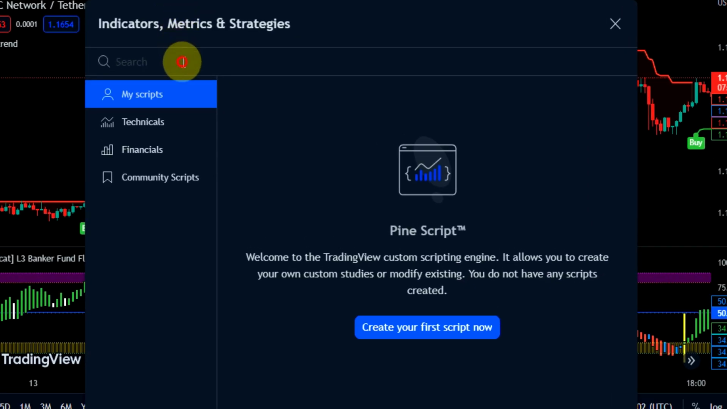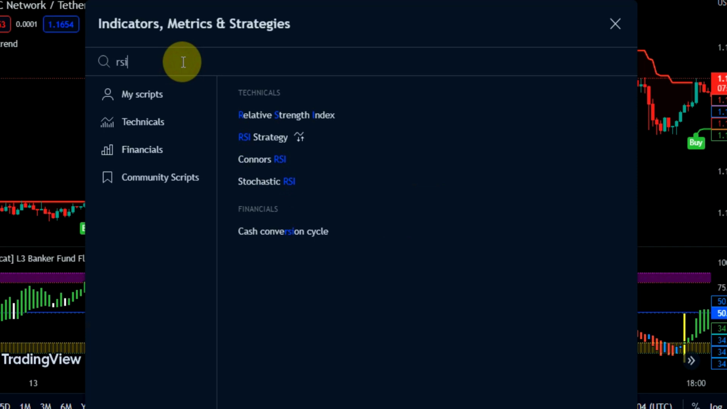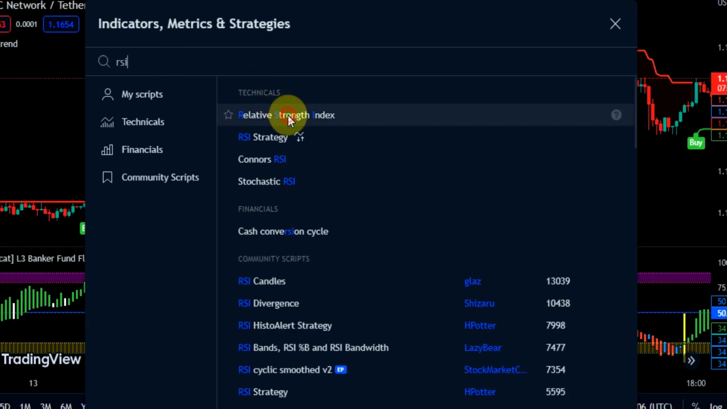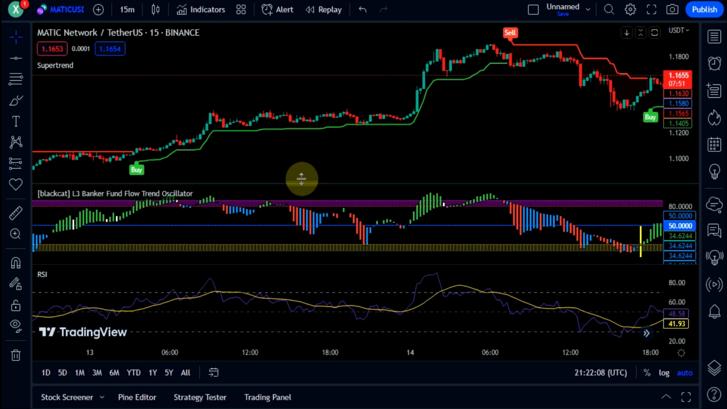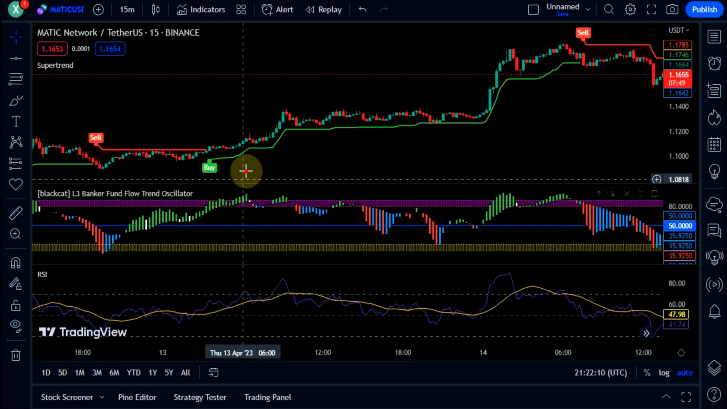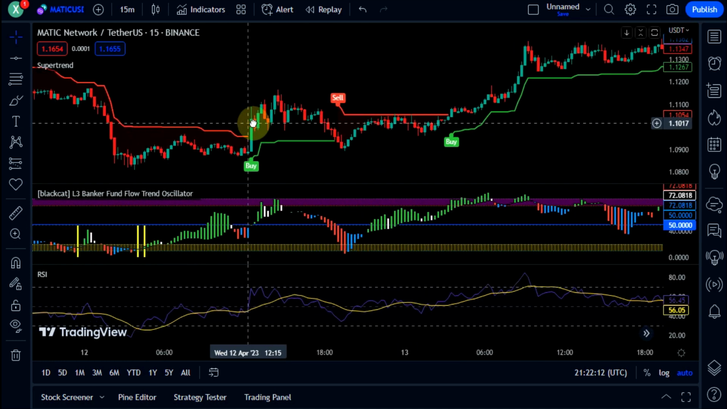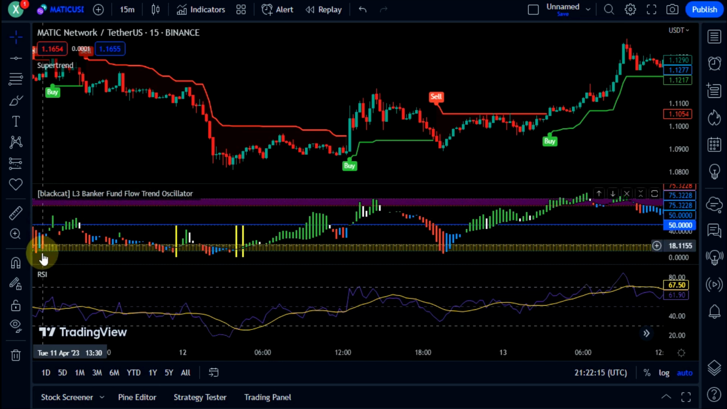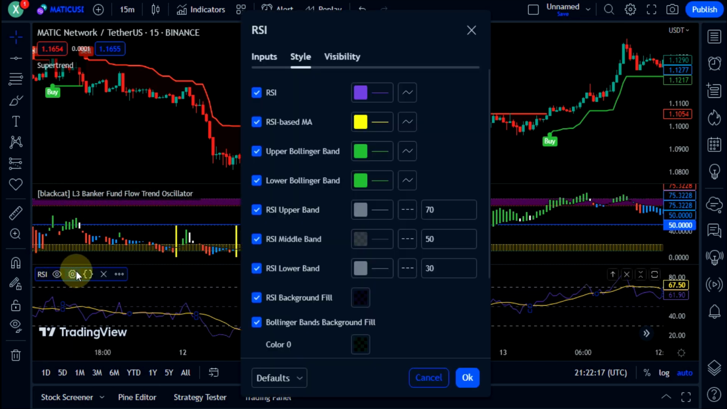The third indicator we need is RSI. Enter these settings and make these changes.